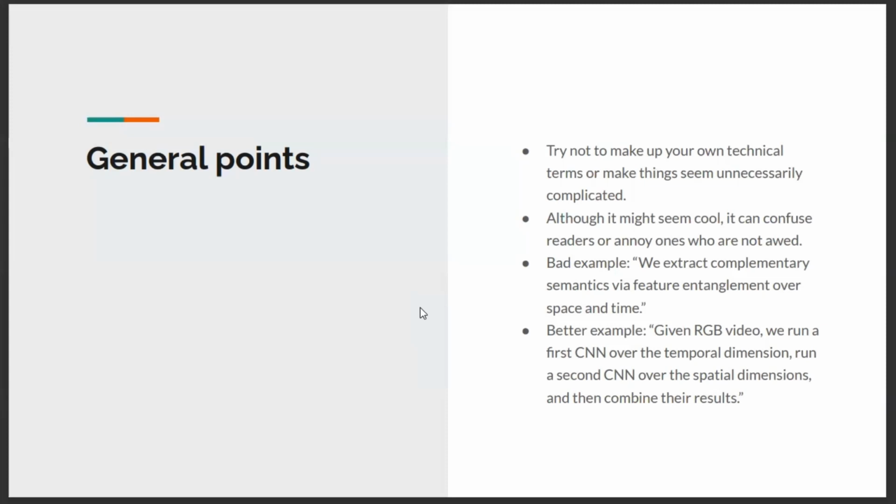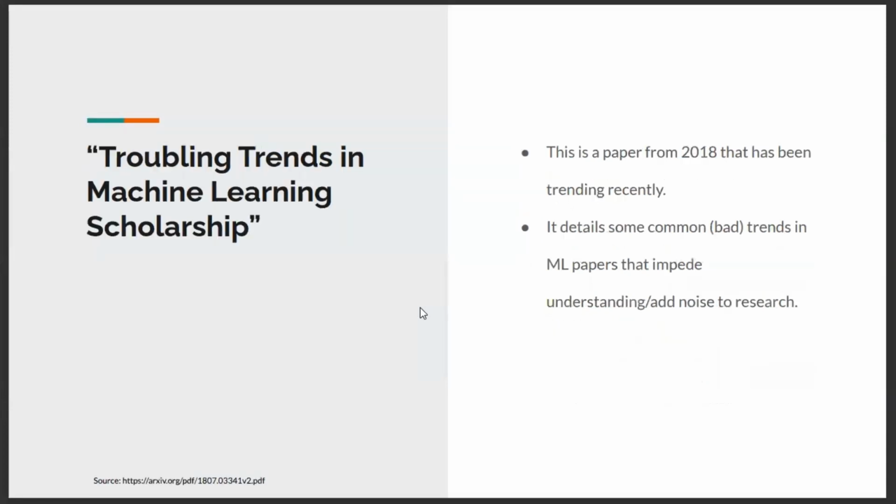video application, this might seem like an interesting thing to say, but at the same time, just saying that given an RGB video, you run the first CNN through the temporal dimensions, and you run another CNN through the spatial dimensions, and then you combine the results. You're basically saying the same thing, but one language is more difficult to understand than another. So this is something that you want to keep in mind. It's related to the readability of your paper and also to the general understanding of it.